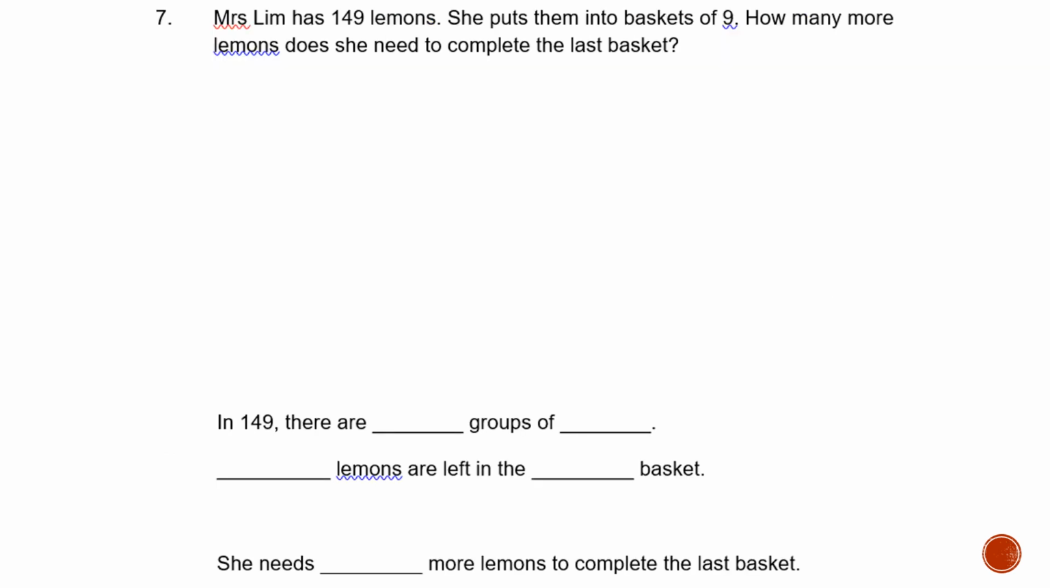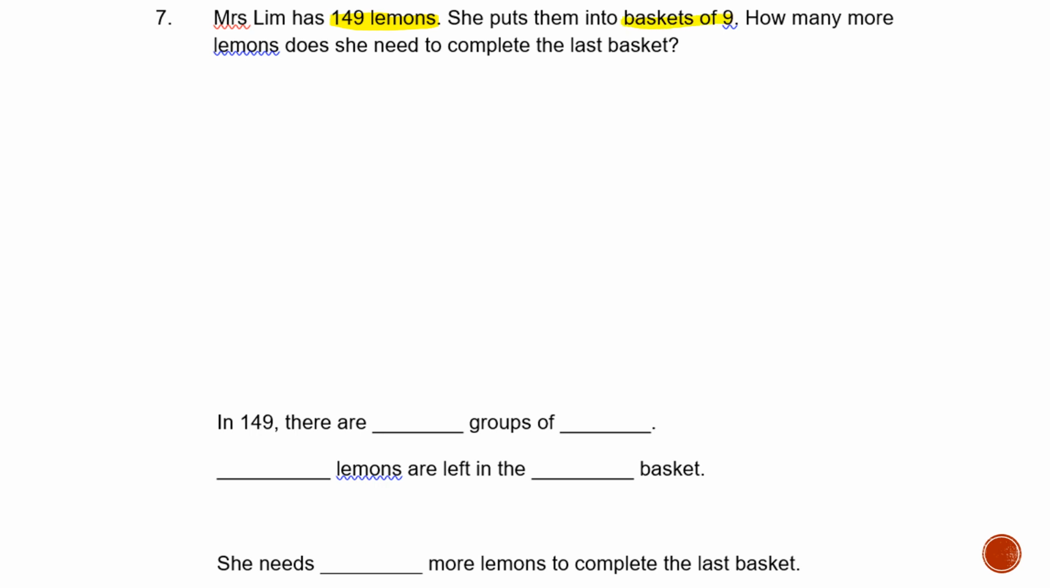Okay, now to question 7. Okay, Mrs. Lim has 149 lemons. She puts them into baskets of 8. Okay, so again, we've got to highlight the keywords. This is a given total, 149 lemons. Okay, she puts them into baskets of 9.